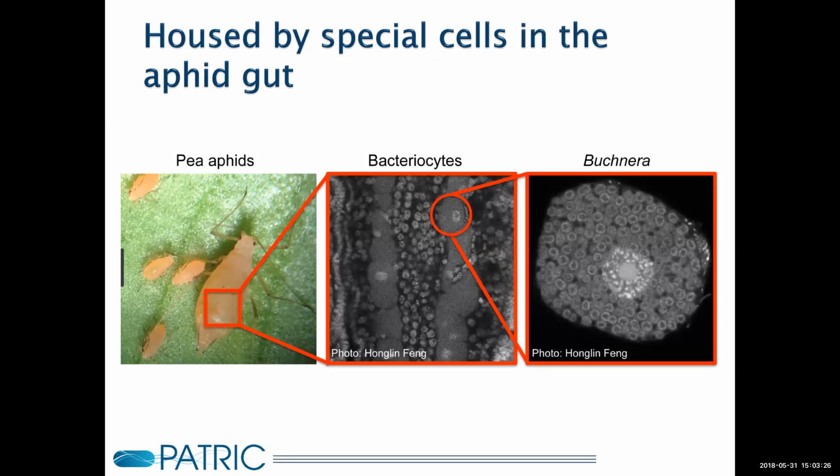I stole this shamelessly off the internet. The Buchnera are housed in special cells in the aphid gut. Here on the far left is a lovely aphid. If you saw that on your plant, you might want to squish it. That might be your first inclination, but don't do it, because they're so cool. You wouldn't only be squishing the aphids, you'd be squishing the Buchnera, who are the coolest organisms, I'm convinced, now known to man. So in the aphid host, in the gut, they have these cells.